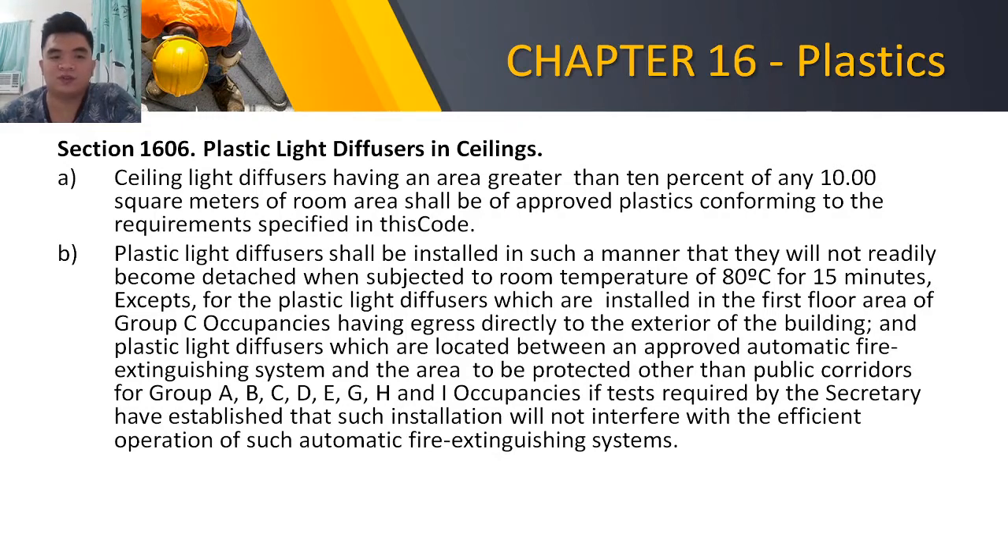except for the plastic light diffusers which are installed in the first floor area of Group C occupancies, having direct access to the exterior of the building, and plastic light diffusers which are located between an approved automatic fire extinguishing system and the area to be protected, other than public corridors for Group A, B, C, D, G, H, and I occupancies, if tests required by the Secretary have established that such installation will not interfere with the efficient operation of such automatic fire extinguishing systems.